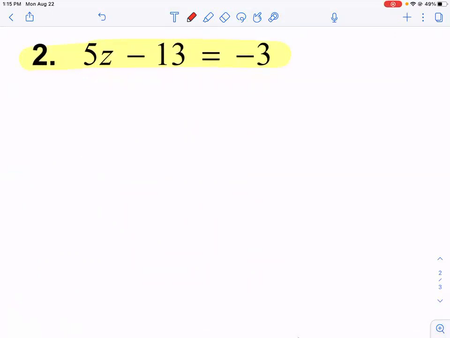You try number 2. It's modeled very similar to number 1. You try number 2 and then stop.